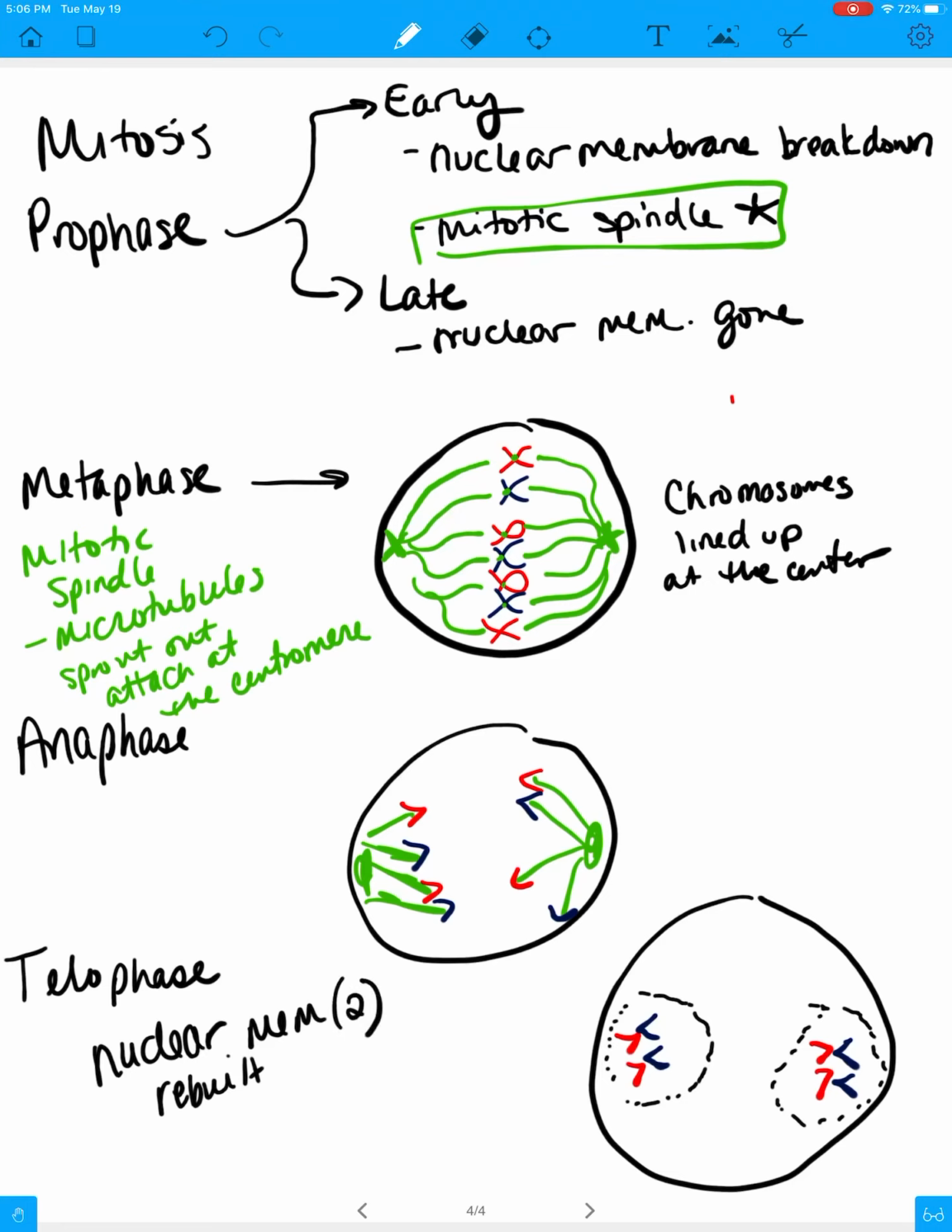If you were to completely stop this process at telophase, you would have one cell with 2 nuclei and a boatload of chromosomes there. So the nuclear membrane is rebuilt, and the chromatids or the chromosomes unite. Okay, and so what's going to happen after telophase is we're going to split the cytoplasm. And that's what cytokinesis is. So cytokinesis is technically not part of telophase. It's a separate event of mitosis, okay?